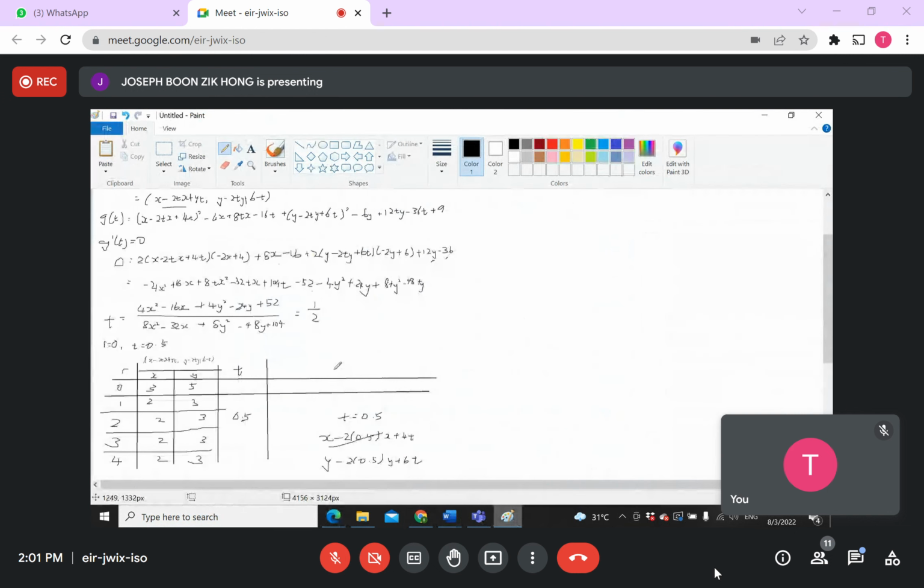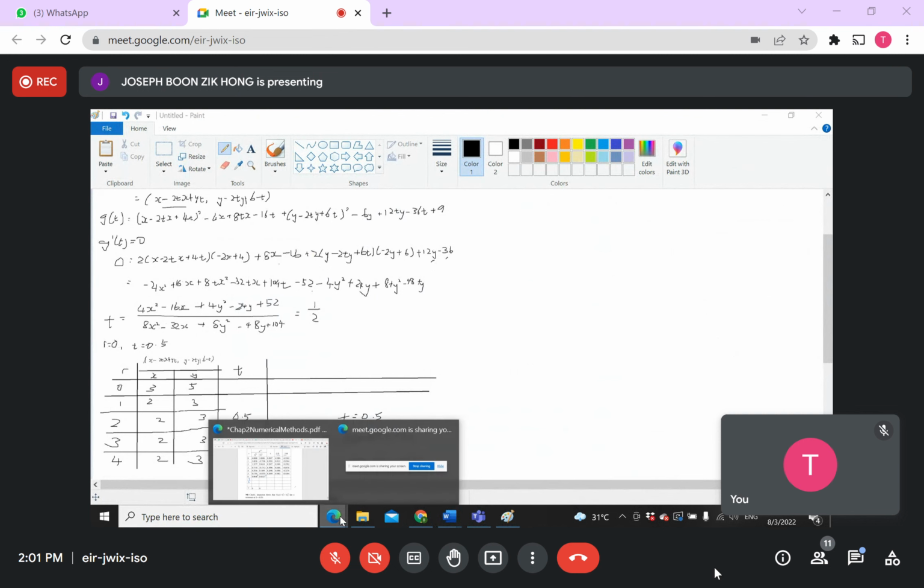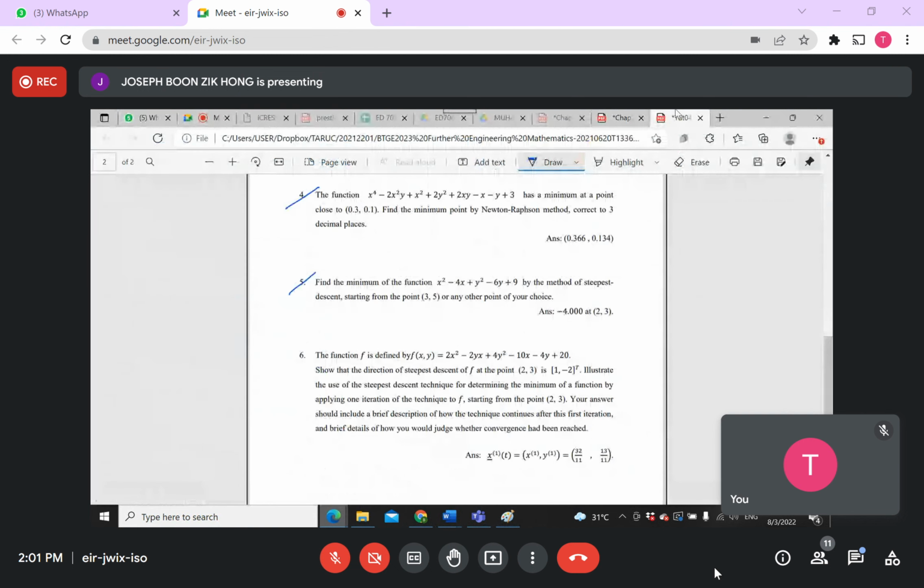So this is the answer for number 5. Okay, so now we have a look at number 6. For number 6, I won't work it all out, I'll just briefly explain what to do. So now this is my f. And then I want to show that at 2, 3 the direction is 1, negative 2t. What does this mean?